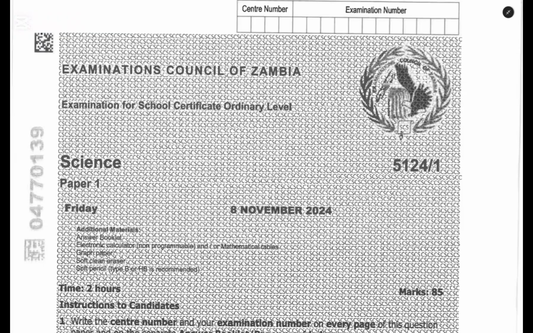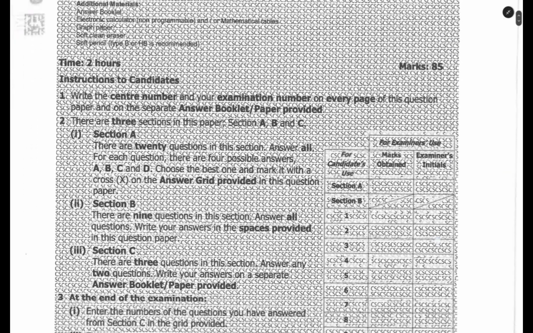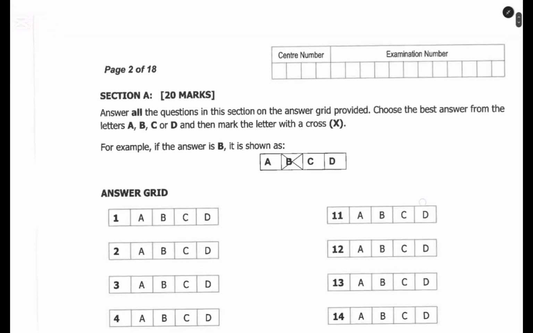This paper comprises 85 marks. It is in parts. The first part is multiple choice, which is Section A, and this is the one that we are going to go through in this video. Without wasting time, let us look at how the questions came. Here is the first question that we are answering.